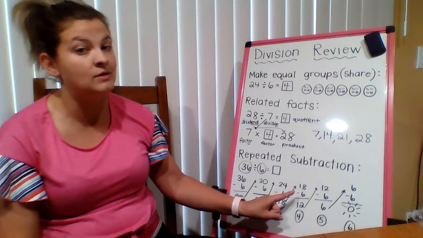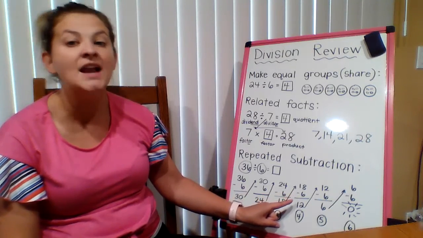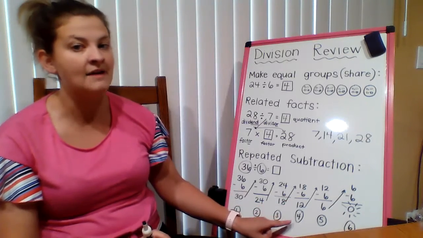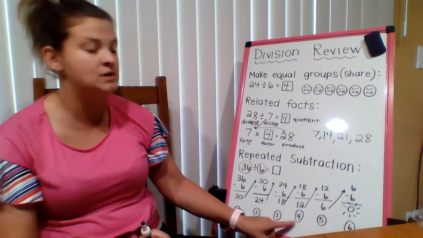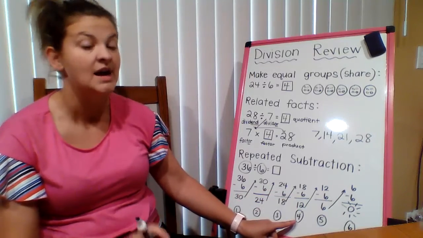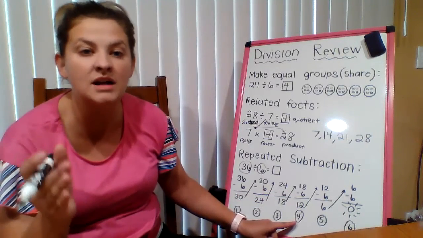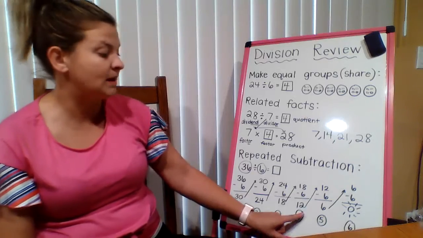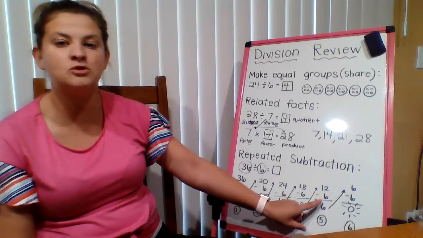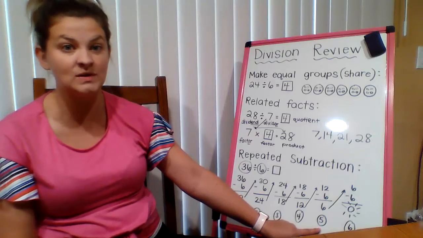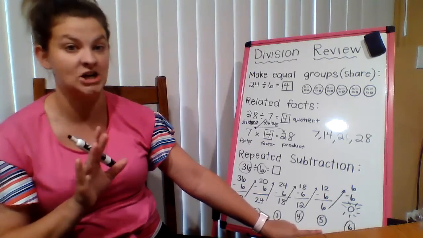My 18 goes up. I got to subtract 6 again. Now I have 12 stickers remaining, and I've given stickers to 4 students. See? 1, 2, 3, 4 students have gotten stickers. I keep going. I haven't gotten to 0. I still have stickers to share, okay? So my 12 goes up here. I'm subtracting 6. I have 6 stickers left, and that means that 5 students now have gotten stickers.